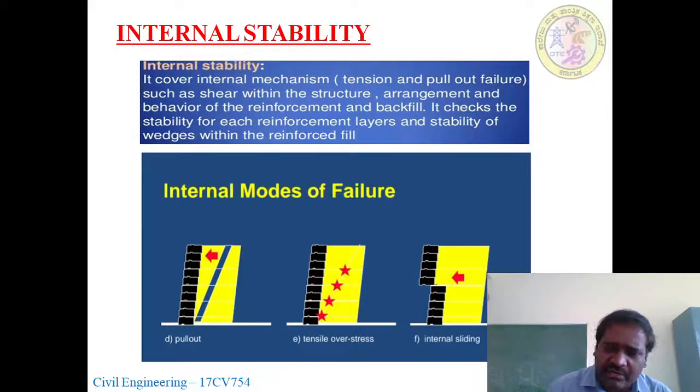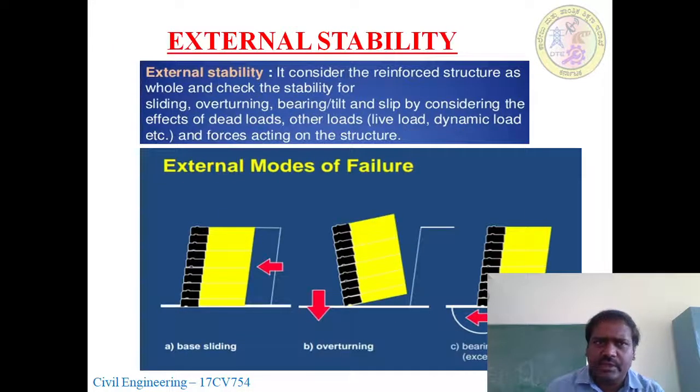It may be a tension failure, a pull-out failure, or a surface failure. These come under the modes of failure in the internal stability of the retaining wall. The figure shows the pull-out, the failure in tension, and internal sliding.